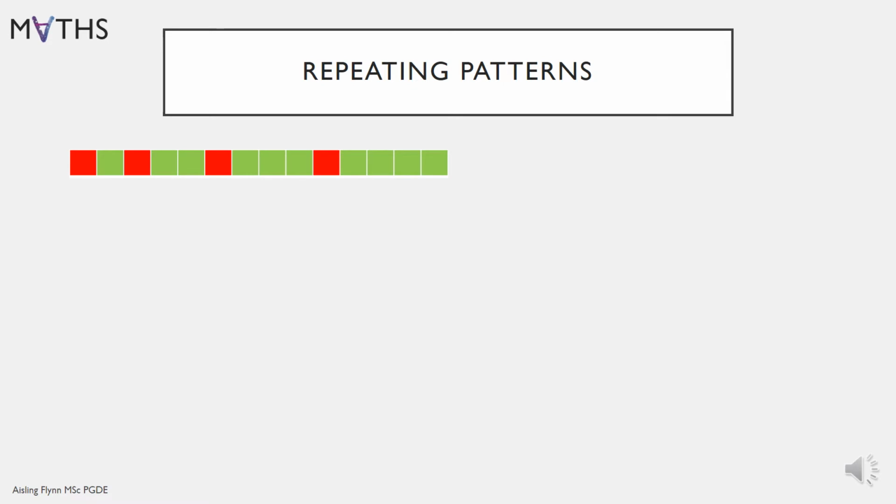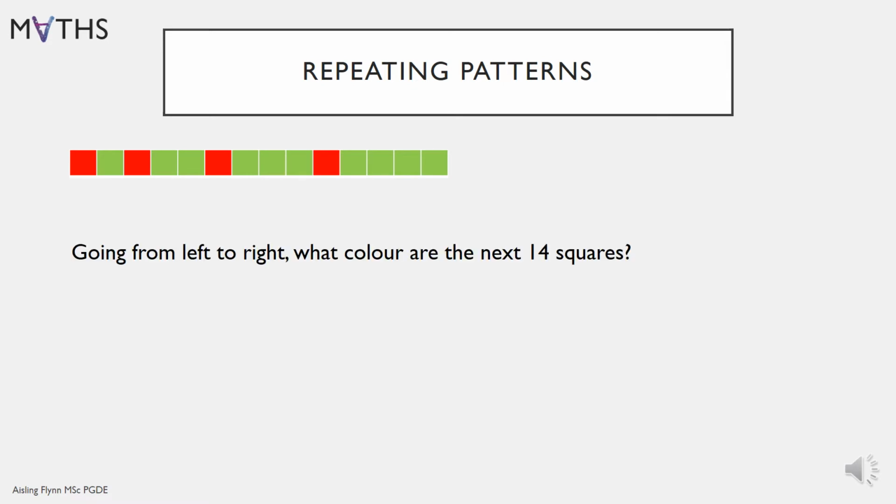Okay, so here's a pattern, and we're asked, going from left to right, what color are the next 14 squares? So we have to examine it. All right, so let's look here. Sometimes saying things out loud helps. We've 1 red, 1 green, 1 red, 2 green, 1 red, 3 green, 1 red, 4 green. So it appears that there's always 1 red, but look at the greens, they're increasing. There's 1, 2, 3, 4.